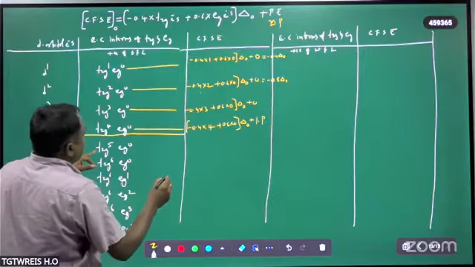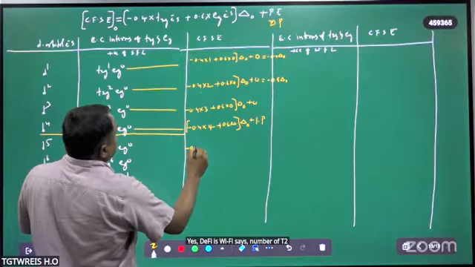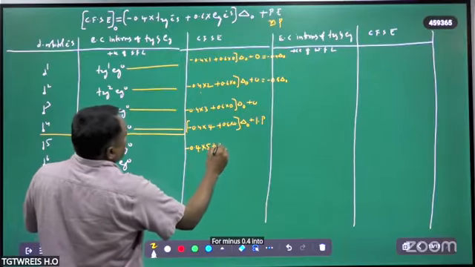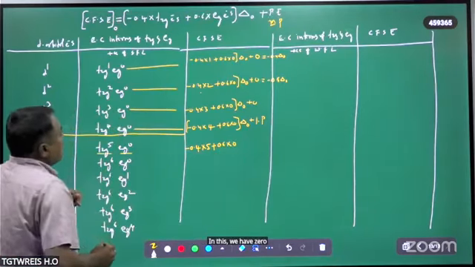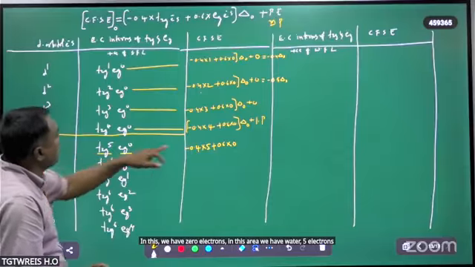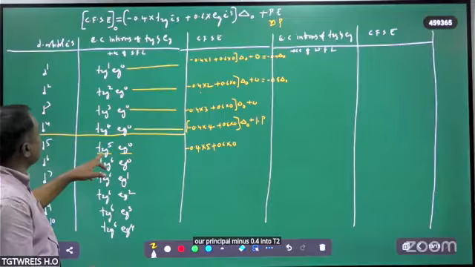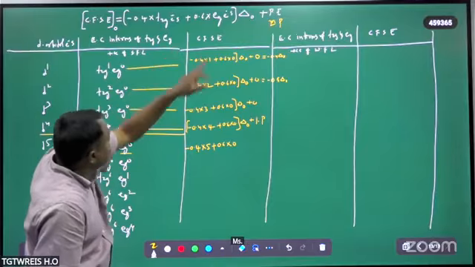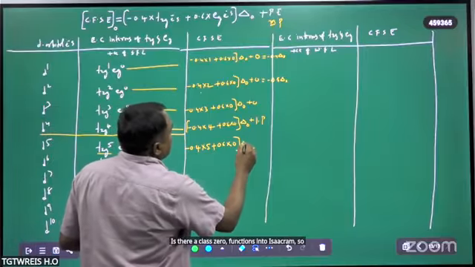Yes, d5 is what now? This is the number of t2g electrons, what now? 5 electrons. So minus 0.4 into 5 plus 0.6 into 0. In this we have 0 eg electrons, and in t2g we have 5 electrons. So minus 0.4 into 5, plus 0.6 into eg electrons, which is 0. So now it is 0.